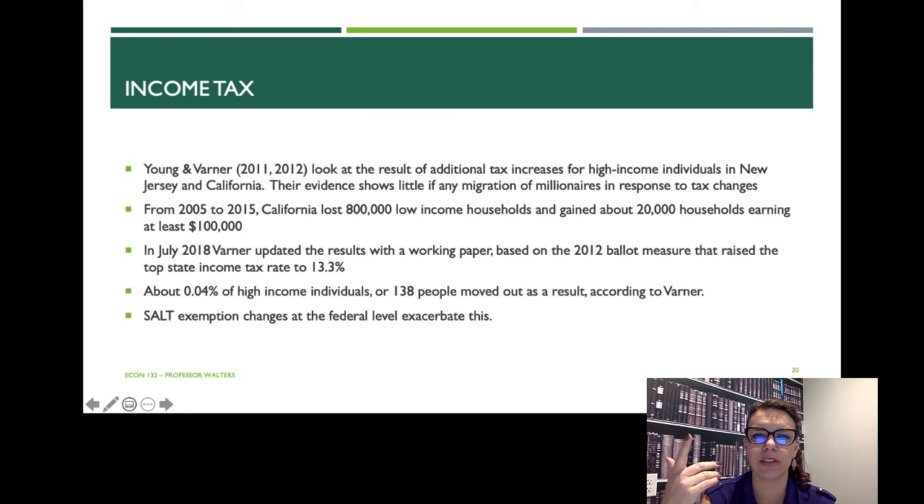Werner looked at the results with a working paper, and based on ballot measures in 2012, he saw that the income tax rate was higher, and of the highest income individuals, about 138 people moved out as a result, according to Werner. And so what he's saying is there is some movement. There are some people who move out to avoid those high income taxes, and what the effect on the tax base is remains to be seen.